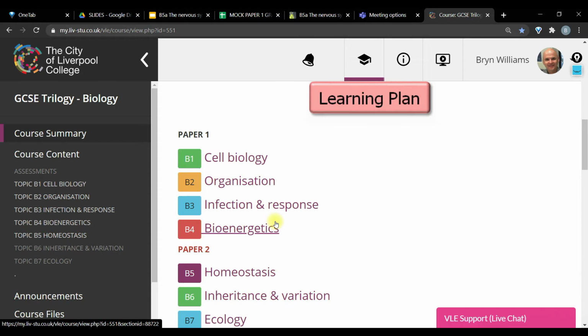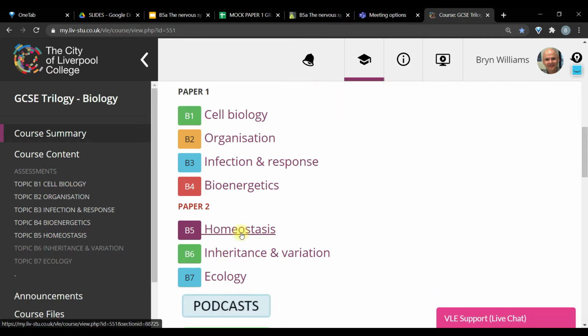Remember, we are now into B5. So that's the first topic of paper 2, as they used to call it. Got 3 topics to do. I know we had 4 topics for paper 1. These 3 topics, they're quite big actually, so it's not smaller. It's about the same size as the first 4.